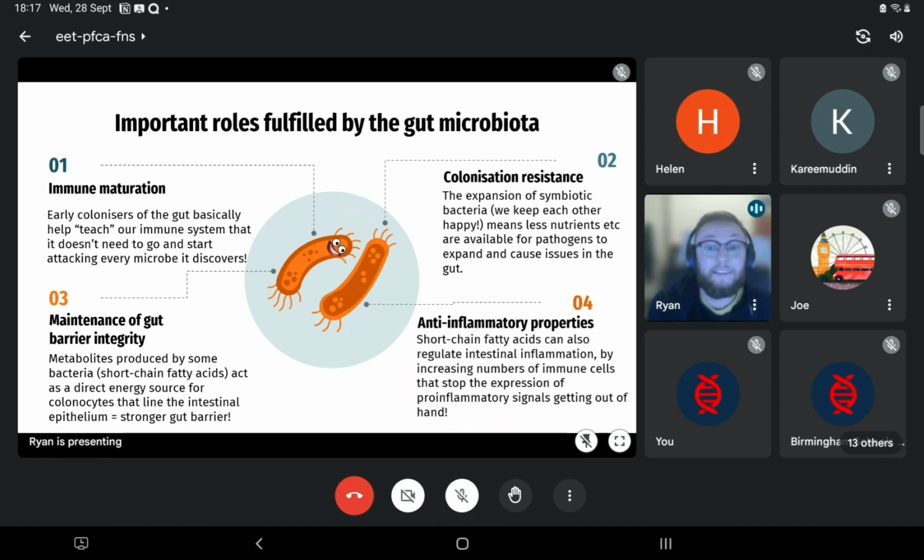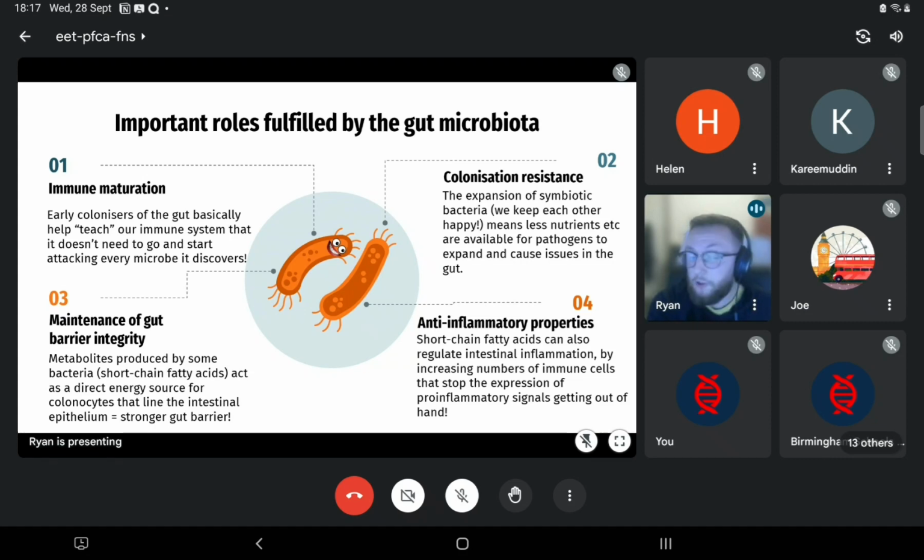And then finally, we have the anti-inflammatory properties. Again, some bacteria secrete or produce short-chain fatty acids when they metabolize fiber. So when you hear the term, oh, eat a lot of fiber, it's good for you. By eating a lot of fiber, we can't digest it, or some of it. So the bacteria in your gut can. And it's those gut bacteria that digest that fiber and make these really beneficial products that help us regulate the intestinal inflammation and really keep everything under wraps down in the gut. So these are the normal roles that are fulfilled in the gut by the gut microbiota.